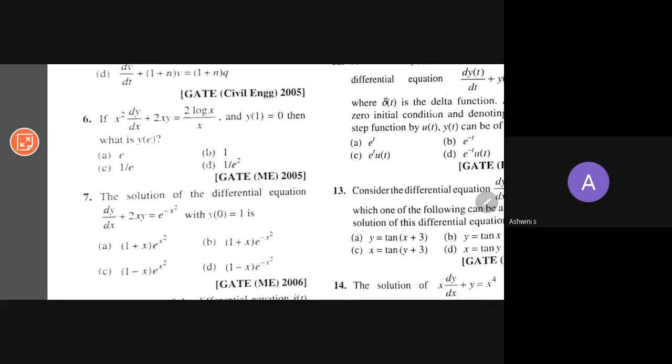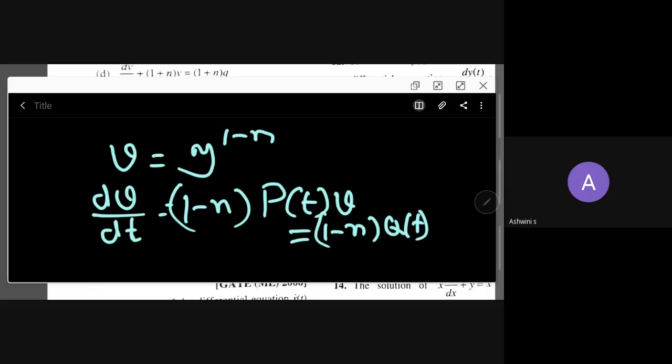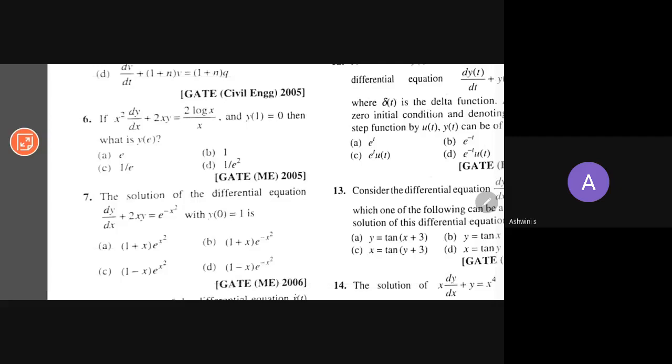And see here, next is this one. Then what is y of e? How can we do this one? This is clearly a linear equation. How is this a linear equation? You divide both sides by x square.